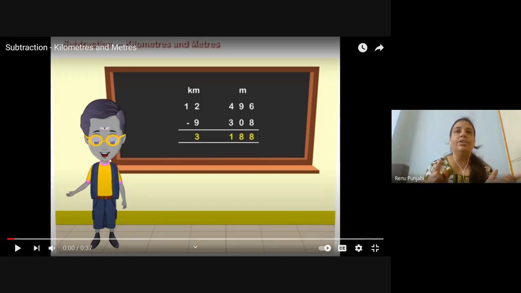So here, 12 kilometers 496 meters will come first, and then 9 kilometers 308 meters will come down. When you subtract, 6 minus 8 is not possible, so it will become 16 minus 8 is 8, 9 will become 8, 8 minus 0 is 8, 4 minus 3 is 1, and then 2 minus 9 is not possible, so it will become 12 minus 9 is 3.